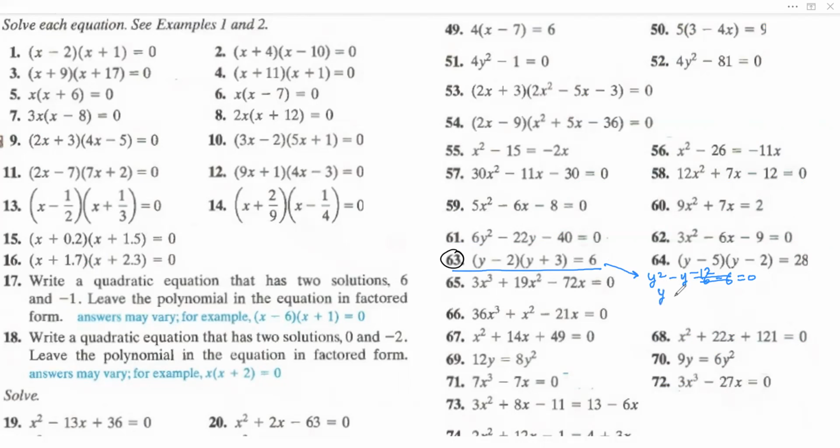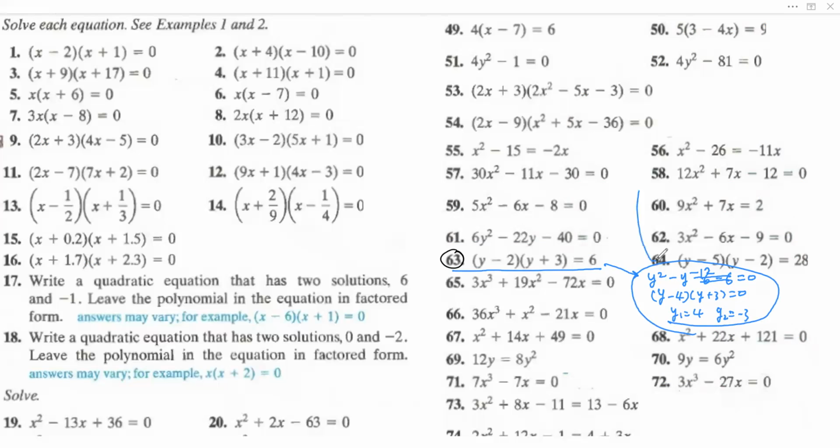So we can do factoring again. So minus 4 and plus 3. Right? So one of them is 4. The second one is negative 3. There are 2 answers. Right?